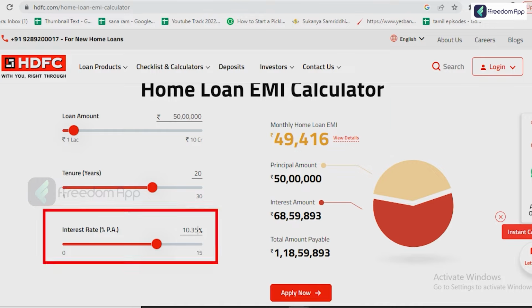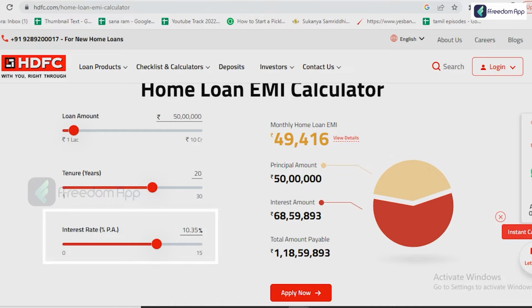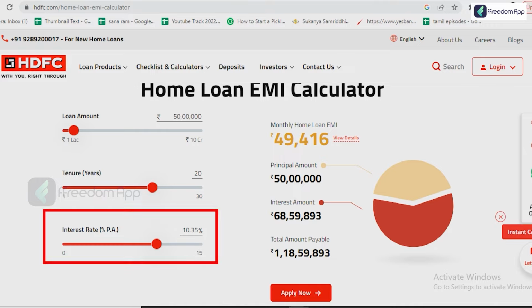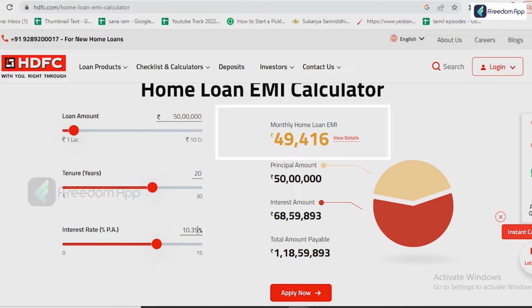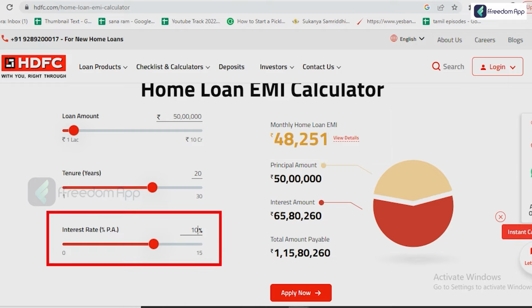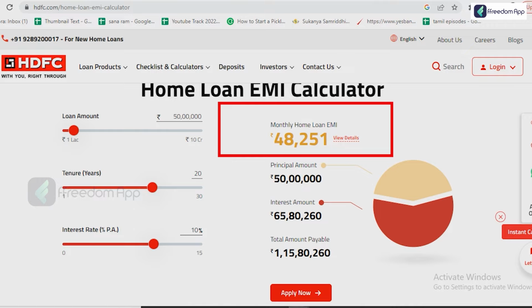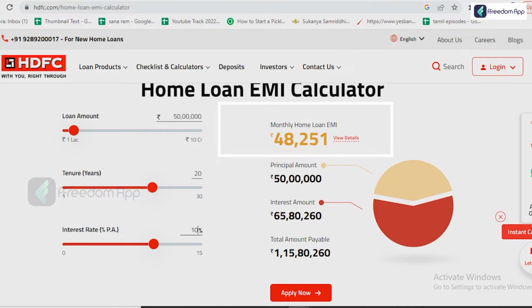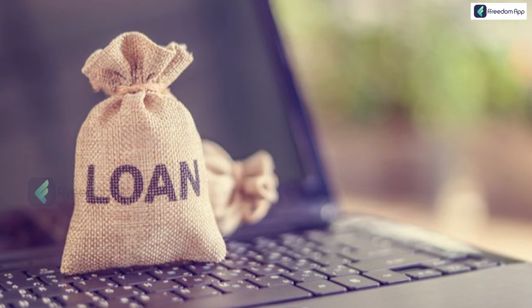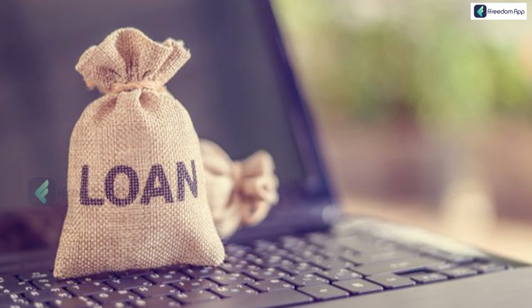I'll show you again. If the interest rate is 10.35 along with the basis points which has been increased by the RBI right now in the repo rate, it is 49,416. And if I remove this 35 basis points, which is 10%, it is 48,251. So this is the difference in the amount which we will be paying extra every month. So with this example, you would have understood how you can actually add the 35 basis points in the interest rate which you have been paying previously before the repo rate was actually increased. So if you have other loans, you can actually calculate and see how much monthly EMI would increase and how you can manage your financials accordingly.